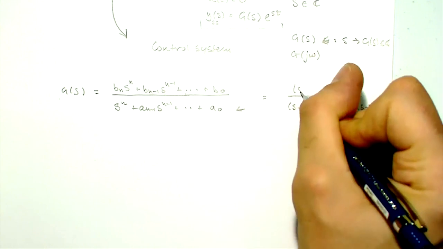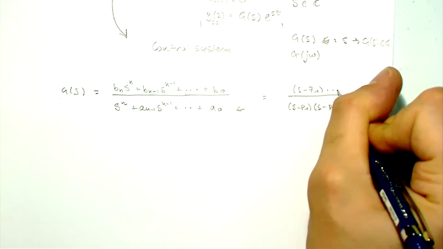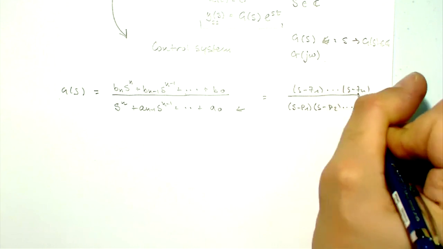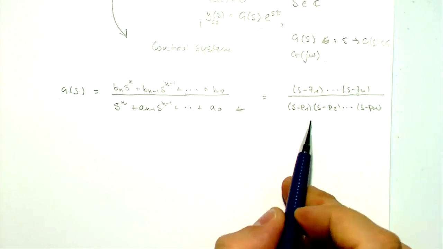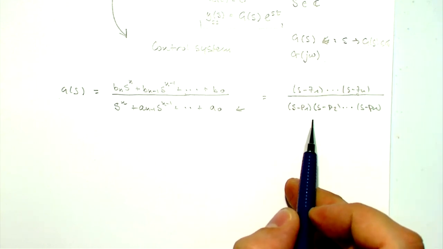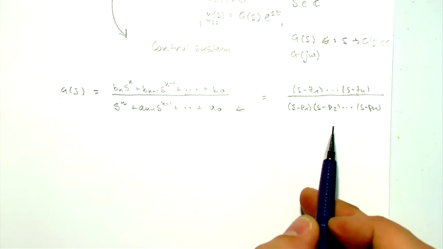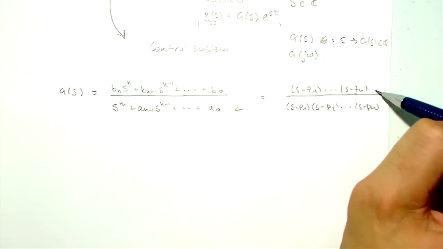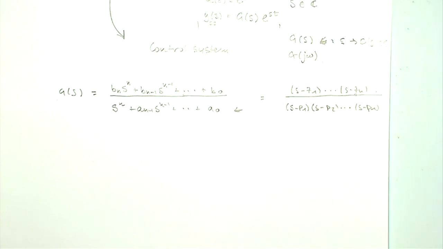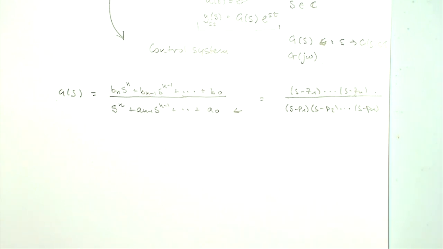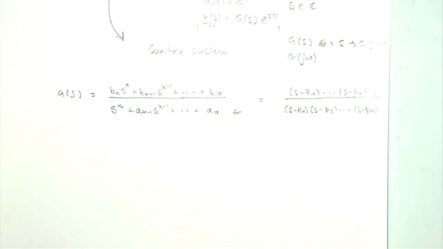And similarly for the numerator. You've been told that the roots of the denominator are called poles of the system, while the roots of the numerator are called zeros of the system. Because if you choose S to be any one of the zeros, the transfer function actually is zero. And if you choose S to be one of the poles, fancy things happen, okay?